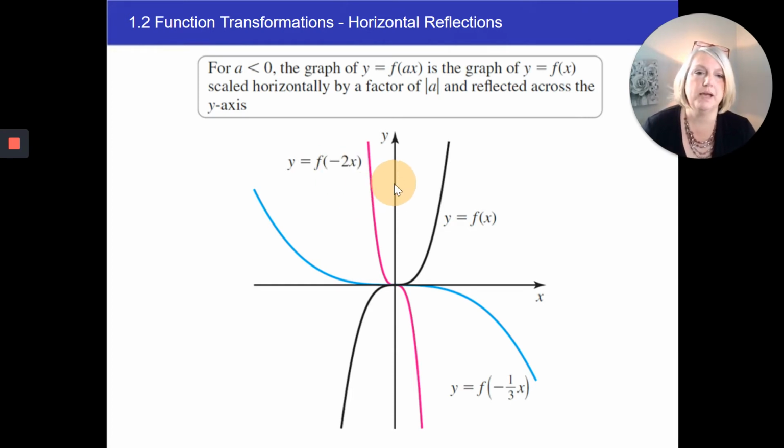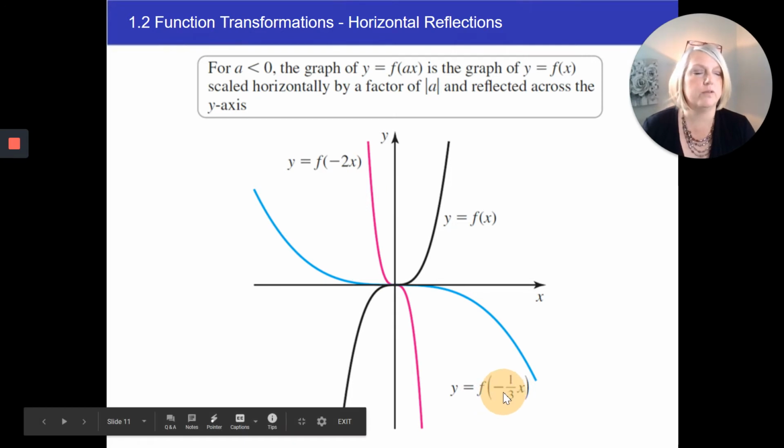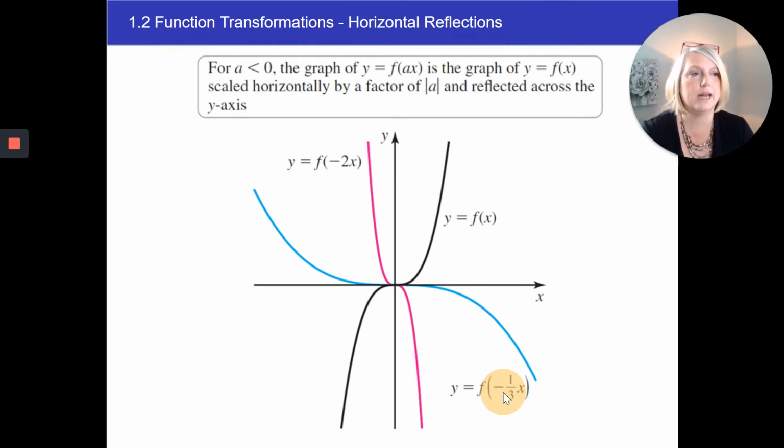If I were to compare the distance from the y-axis out to a corresponding point here, and the distance from the y-axis to the point on the other side, it would be half the distance. That's the scalar that we're looking at. And then again, here's the f of negative 1/3 x, where the negative flipped it, and then the 1/3 made it 3 times wider.